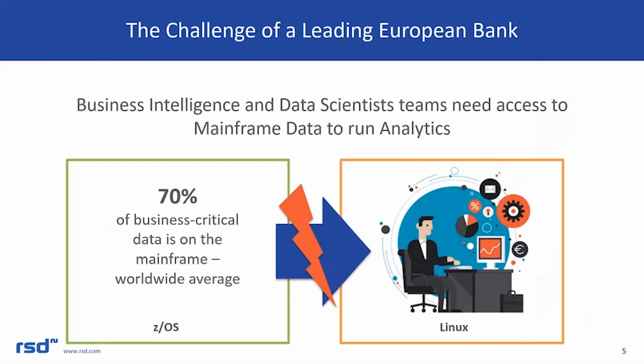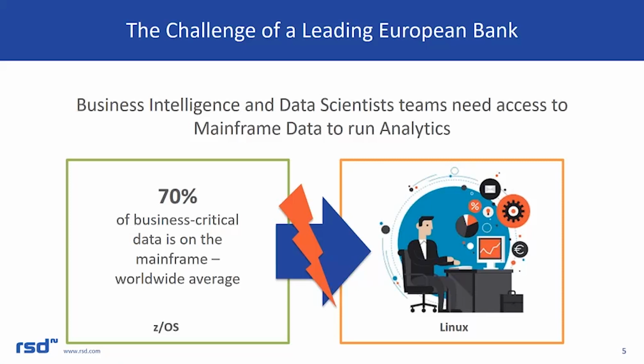While RSD was meeting with a leading bank in Europe, some specific facts and issues began to emerge during those discussions. According to IBM, as a worldwide average, 70% of business-critical company data is hosted and processed on mainframe systems. The solution that would meet the Gartner recommendations mentioned earlier requires data scientists and BI teams to have access to mainframe data. Think about that.